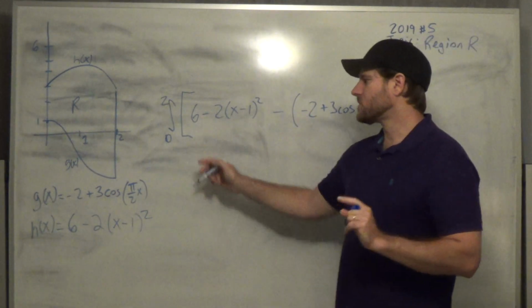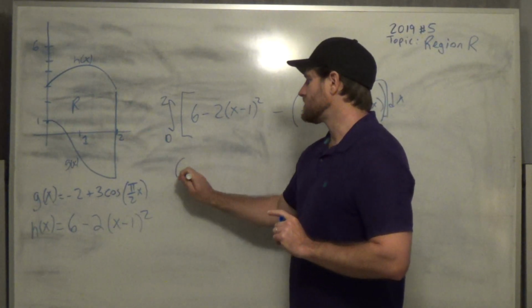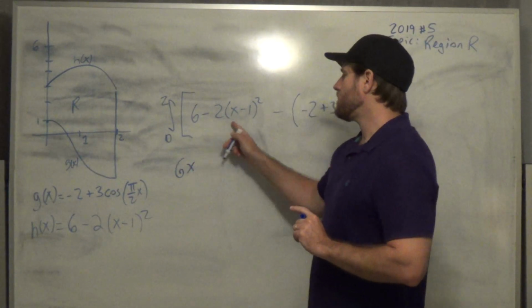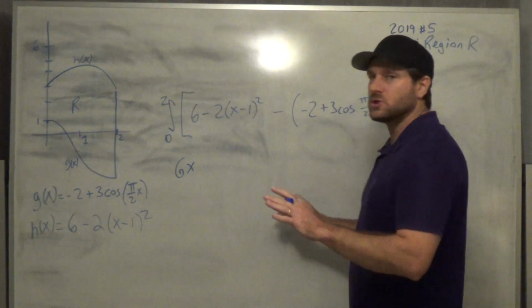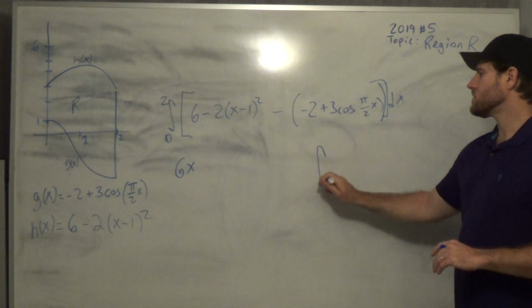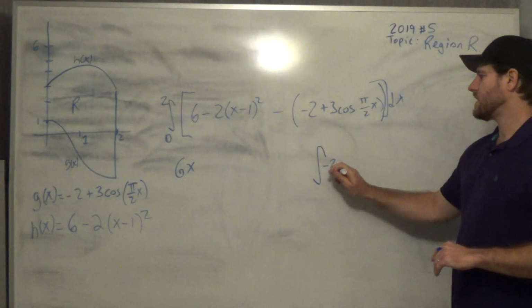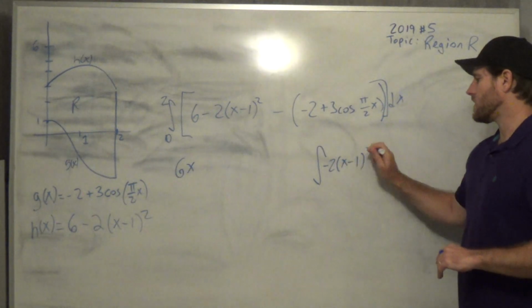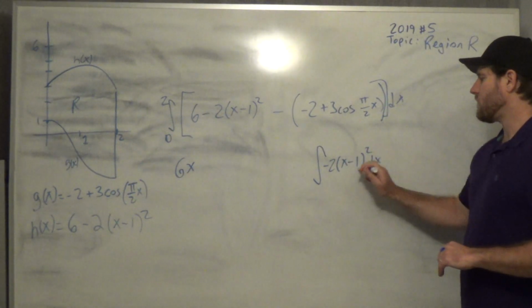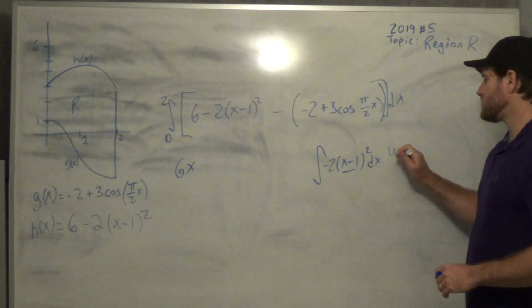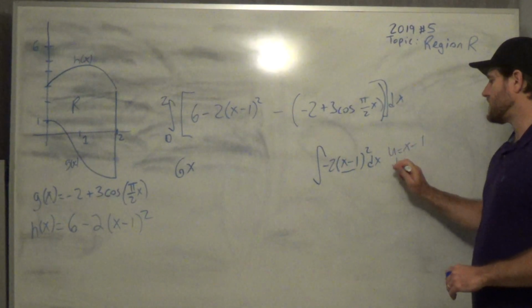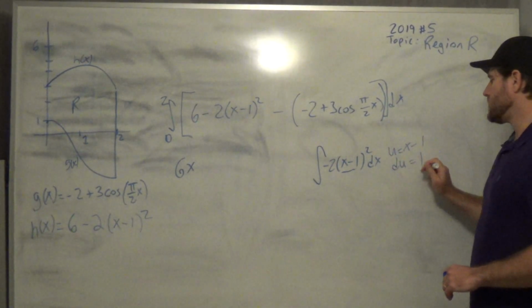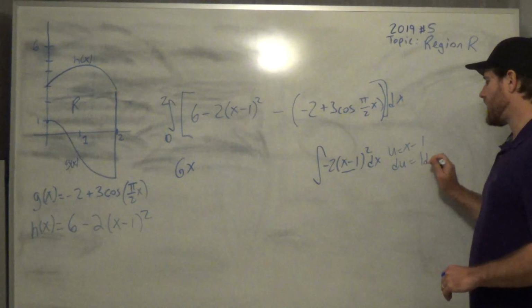The antiderivative of 6 is 6x. Now, what about this antiderivative here? I'm just going to show you off to the side really quick. If someone wanted to know the antiderivative of negative 2 times (x minus 1) squared, I would just think, hey, what if this was u substitution? What if the u is x minus 1? Well, then my du would be 1 dx, and I already have a 1 dx.